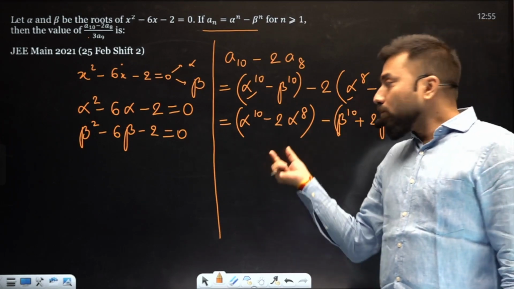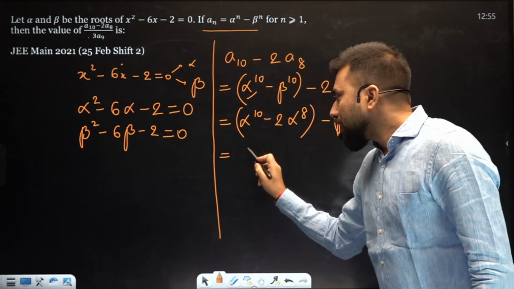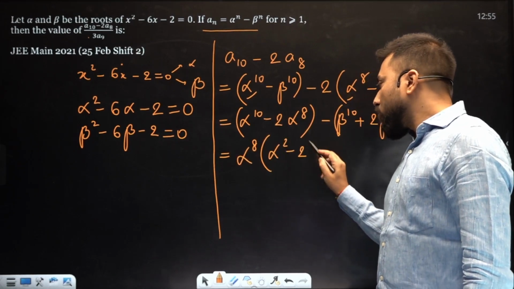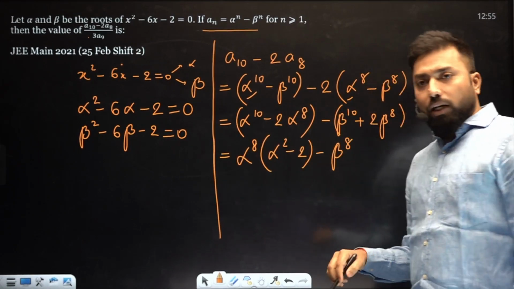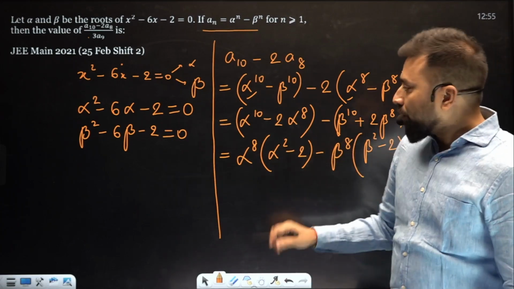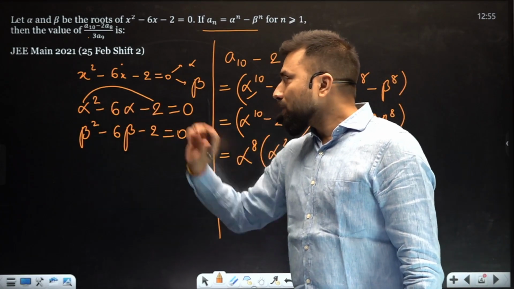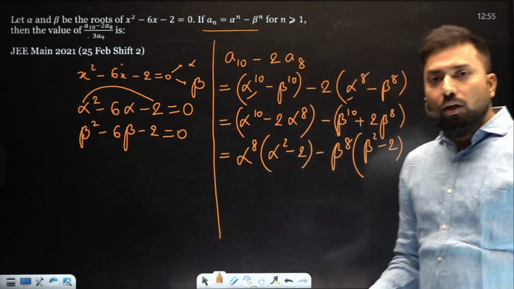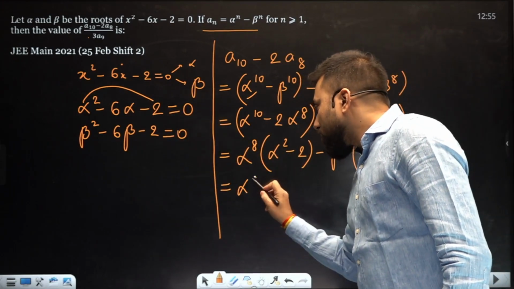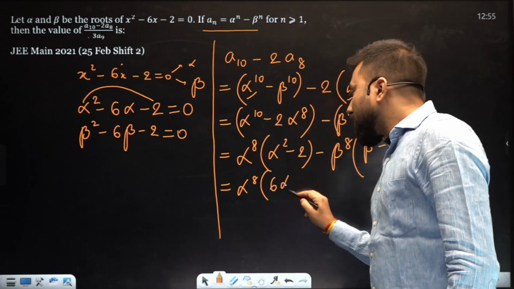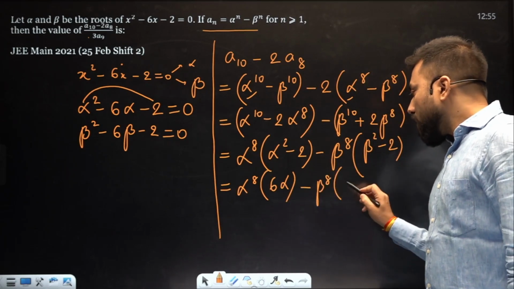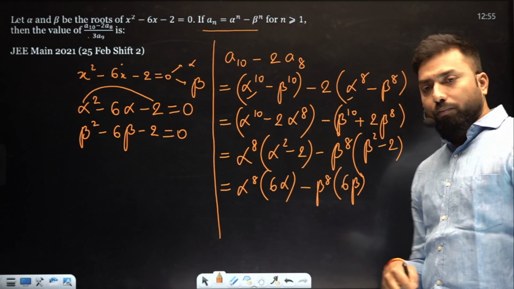Now if we take terms common from here, we can see that this becomes alpha raised to the power 8 into alpha square minus 2, and this becomes beta raised to the power 8 into beta square minus 2, right? Now see, since this equation is satisfied, we know the value of alpha square minus 2 is 6 alpha from here, right? We can substitute this value from here. So this value is alpha raised to the power 8 into, now this will become 6 alpha, right? Is this clear to you? Now here minus beta raised to the power 8 into 6 beta, this will become, right?